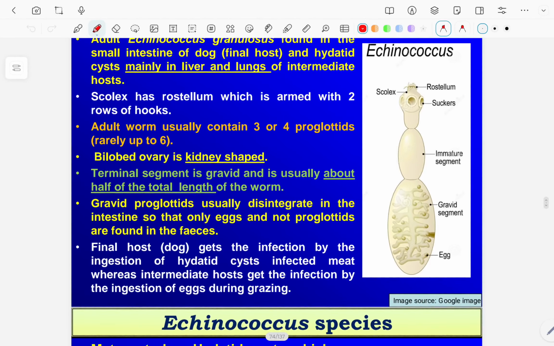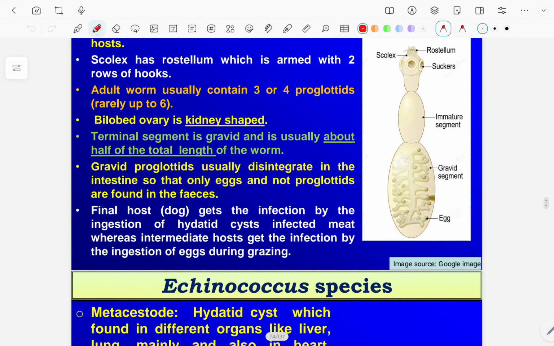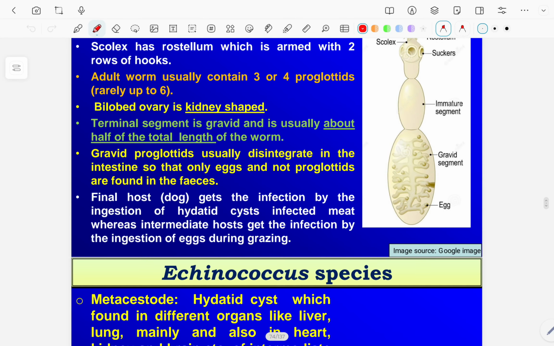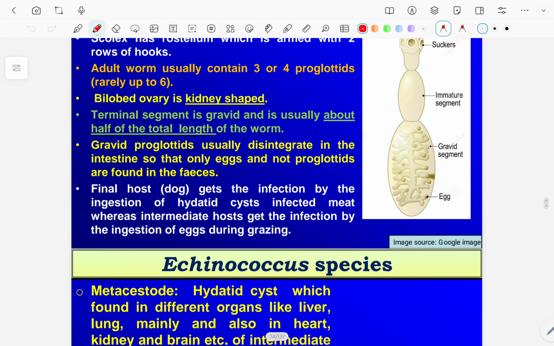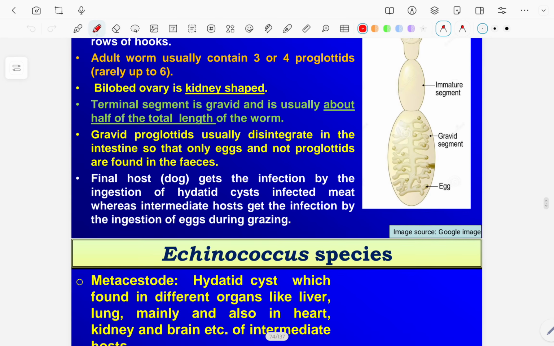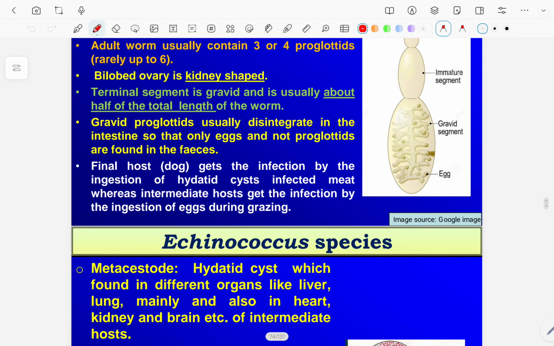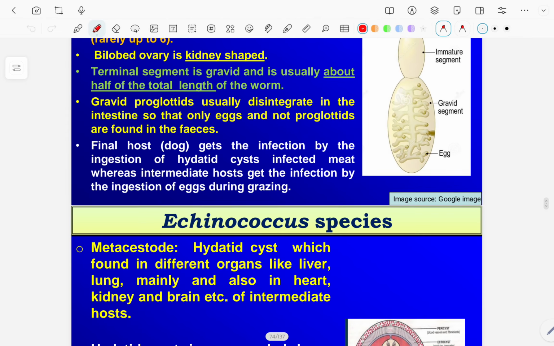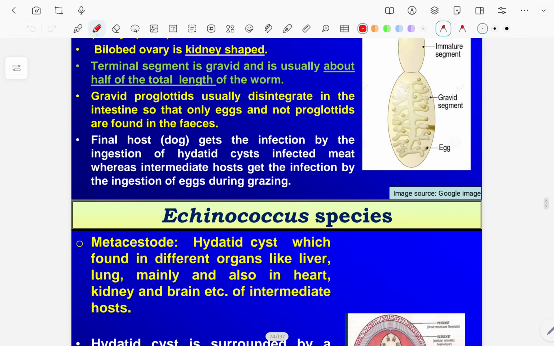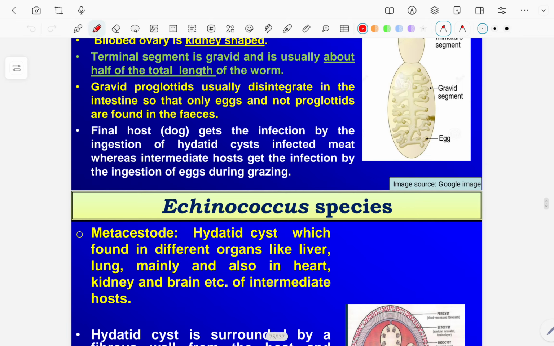The adult worm usually contains 3 or 4 proglottids, rarely up to 6. The bilobed ovary is kidney shaped. The terminal segment is gravid and is usually about half of the total length of the worm. The gravid proglottid usually disintegrates in the intestine, so that only eggs and not proglottids are found in the feces.